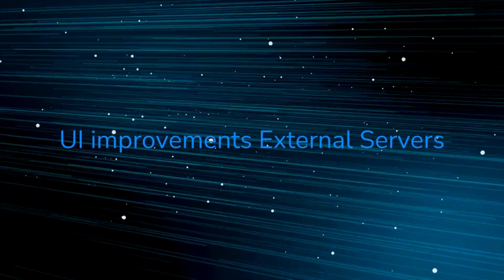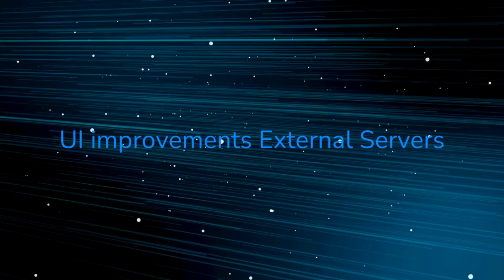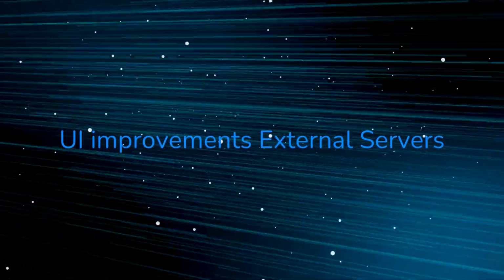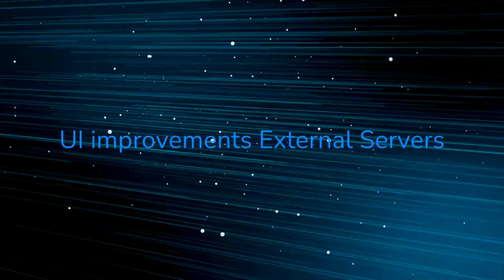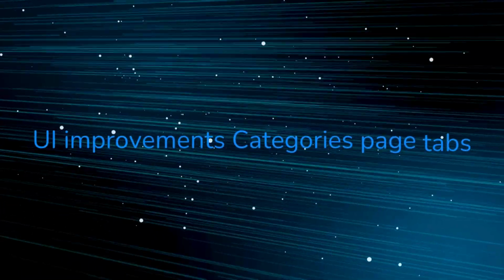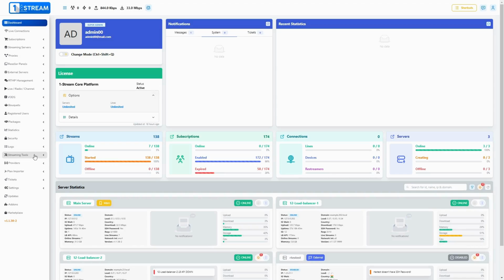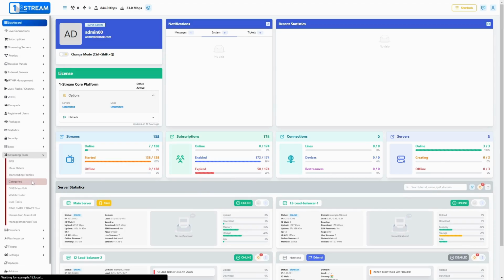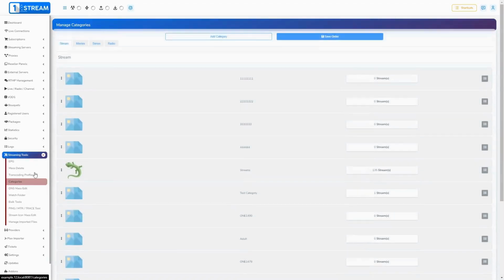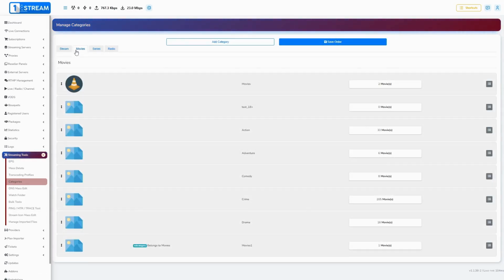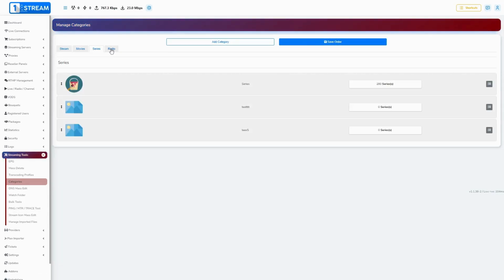UI improvements, external servers. Yet another page has been migrated to React.js for better user experience in the panel. UI improvements, categories page tabs. Now categories are separated as separate tabs for easier management and reordering. Category tabs are as follows: streams, radios, movies, and series.